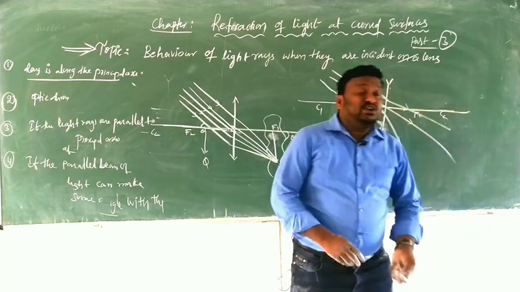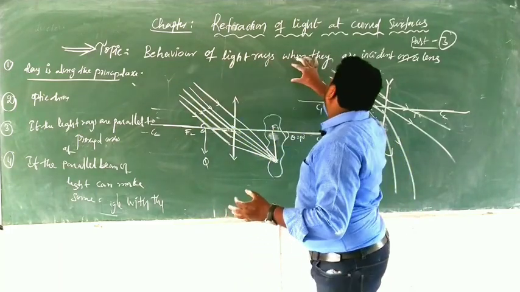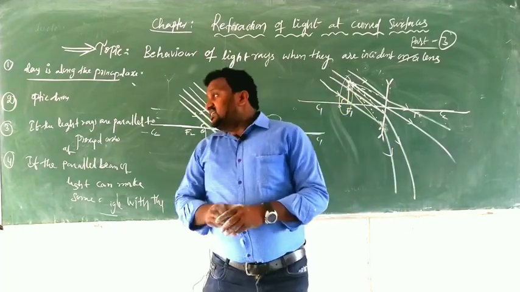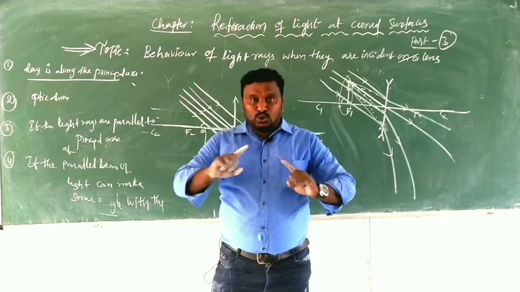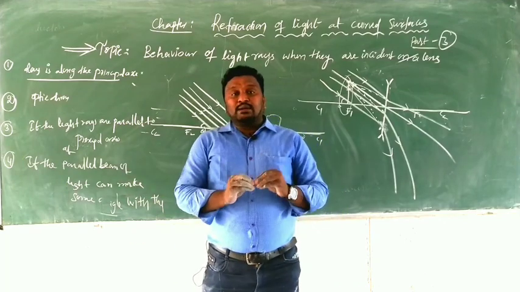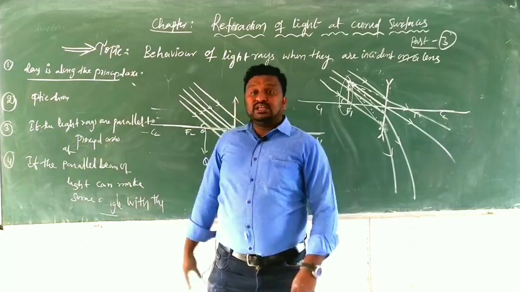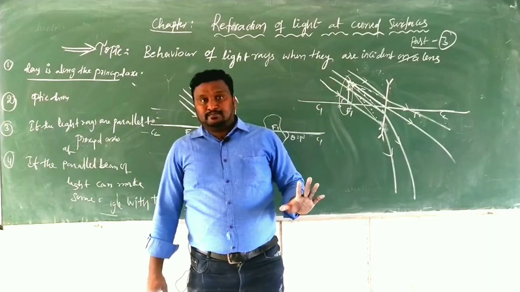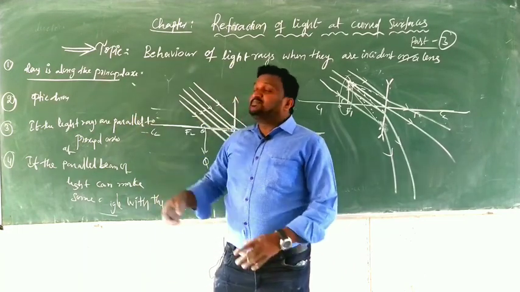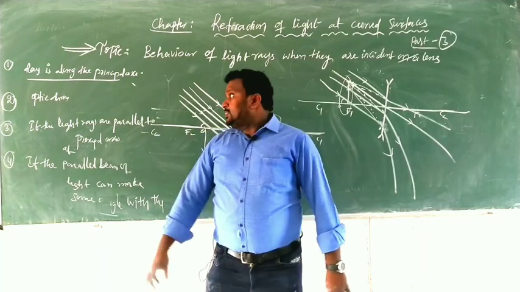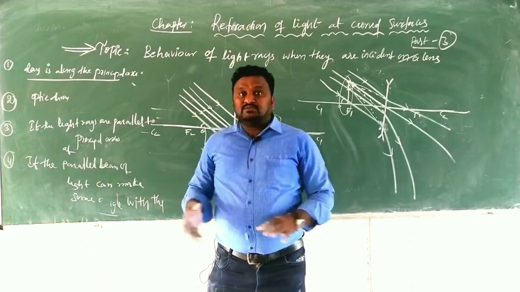So children, in this video we discussed the four rules in this topic: what is the behavior of light rays when they are incident on the lens? The first thing is, if the ray is moving along the principal axis, then there is no deviation. These four rules are applicable for both lenses, the converging lens and the concave lens. Ray diagrams are different, but the rules are the same. Secondly, if the ray is moving through the optical center, then also there is no deviation.